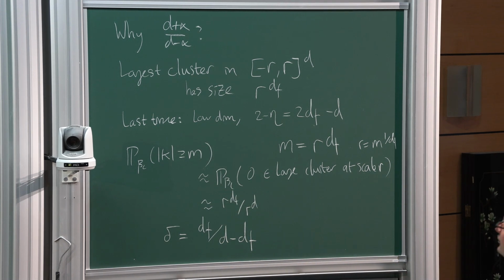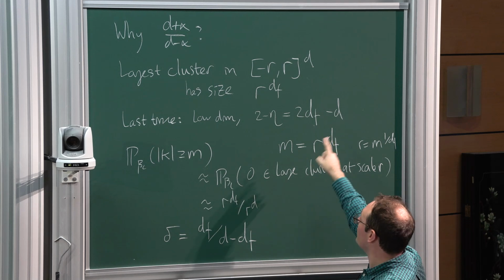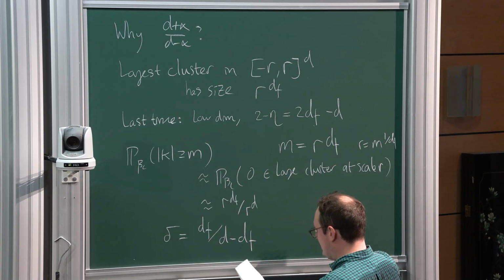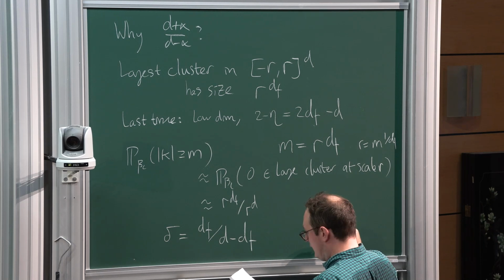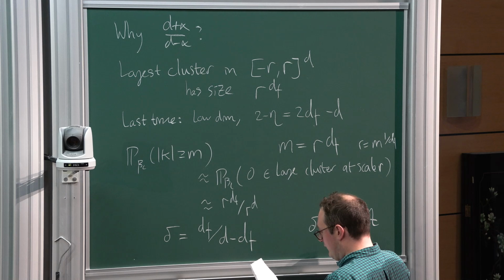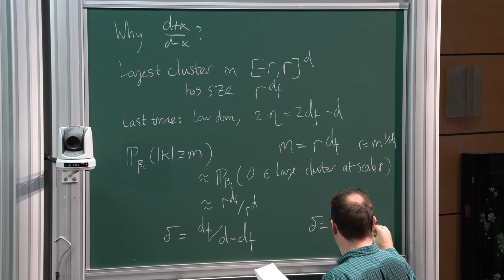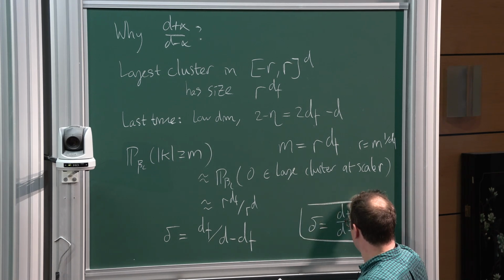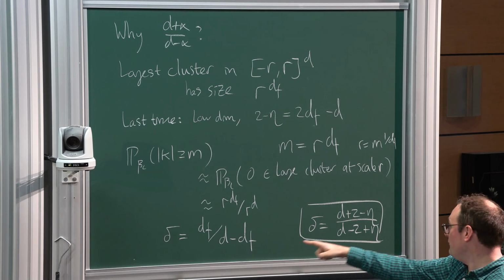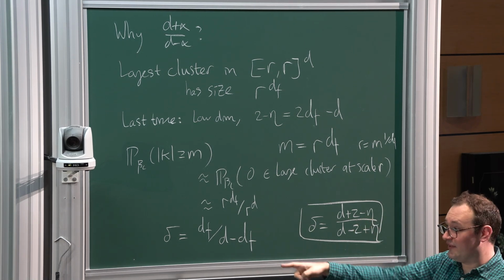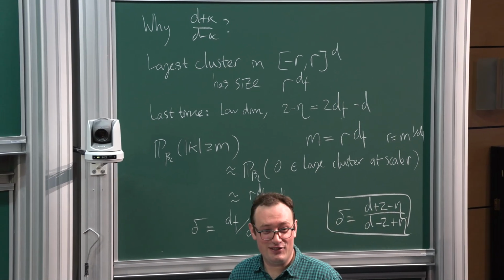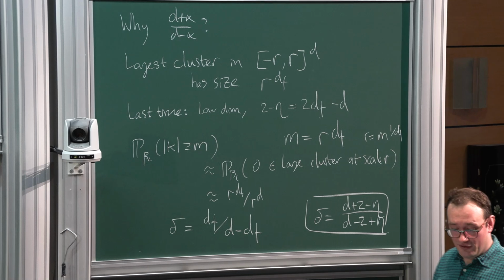Okay? And if you take these two relations and you do some algebraic manipulation, what you get is that delta is d plus 2 minus eta over d minus 2 plus eta. Okay? Which, of course, in this regime, 2 minus eta is alpha, right? So that exactly gives us this d plus alpha over d minus alpha, assuming the validity of the other conjecture and that these hyperscaling relations hold.